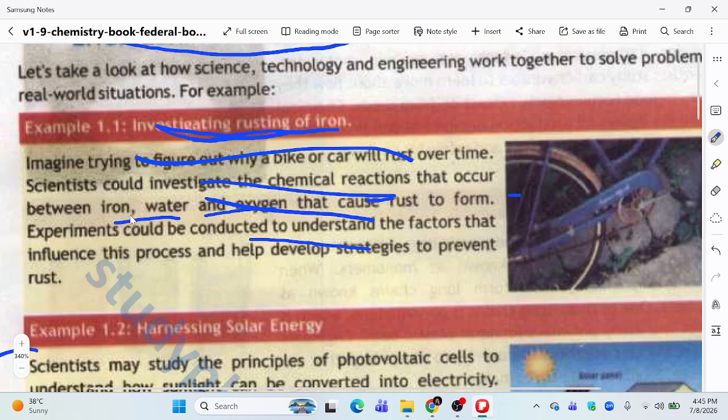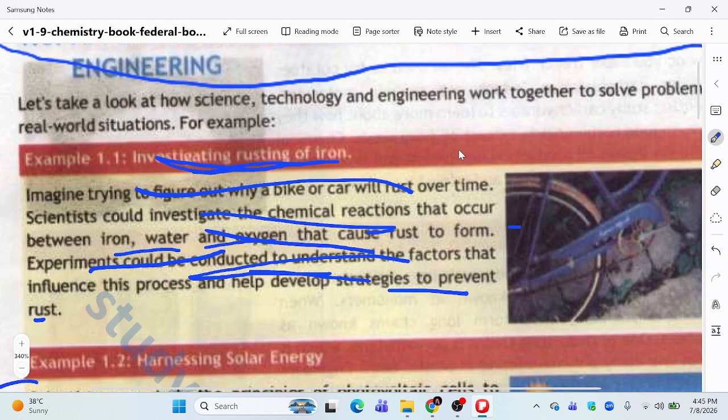You should remember whenever you are writing rusting of iron, first you start with an example that when we see our bike tire or car's tire, they rust over time. Scientists have made an understanding that rusting is between iron, water, and oxygen. Then experiments are conducted to understand and prevent rusting. You write this, half you get the marks.